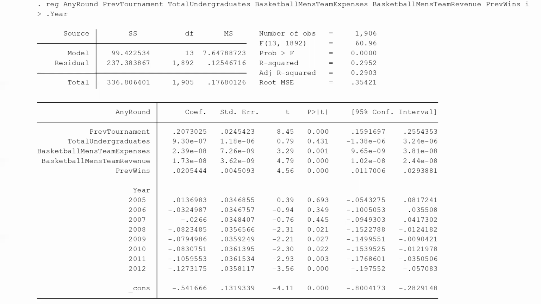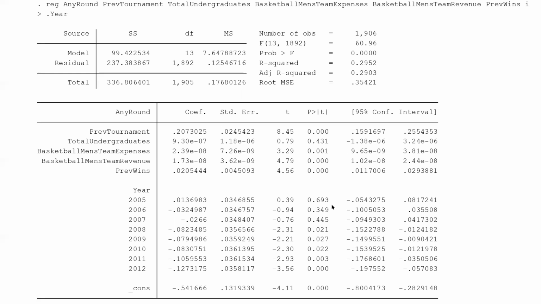So if I'm looking through here, I can very quickly say, okay, what variables here are significant? What variables can we reject the null for? And let's just say at the 90% level, so alpha of 0.1. Well, I go through here, total undergraduates, I can't say that relationship is anything different from 0 once I include all these other control variables. I can reject the null for previous tournament appearance, expenditures, revenues, and previous number of wins.